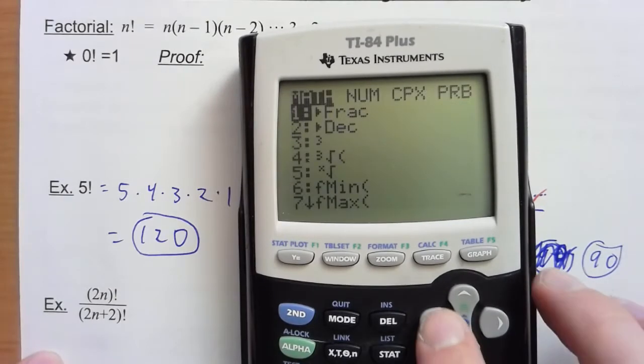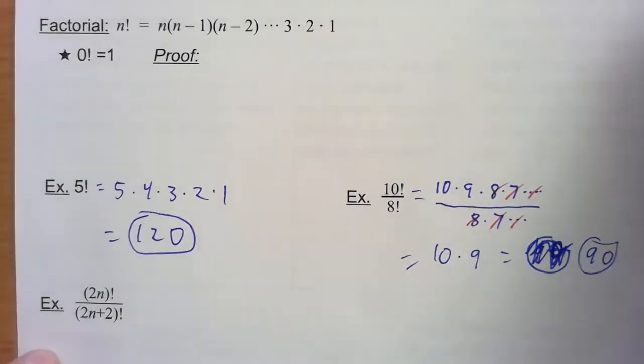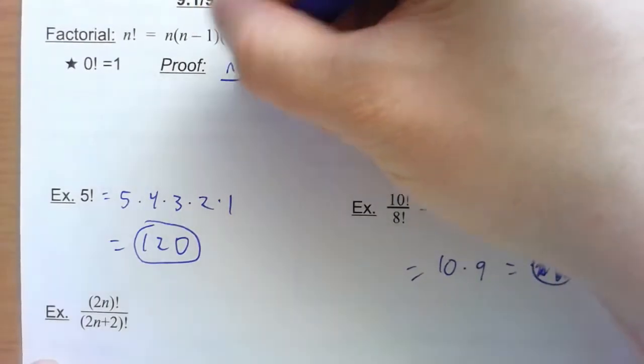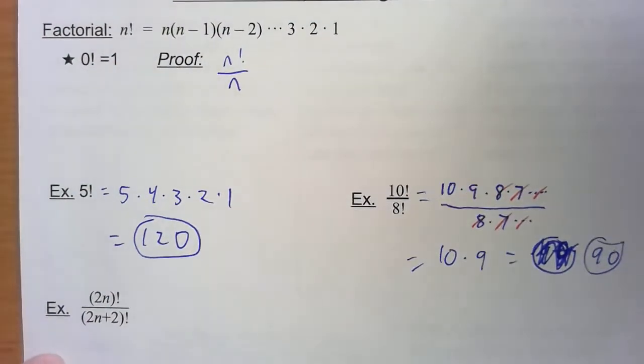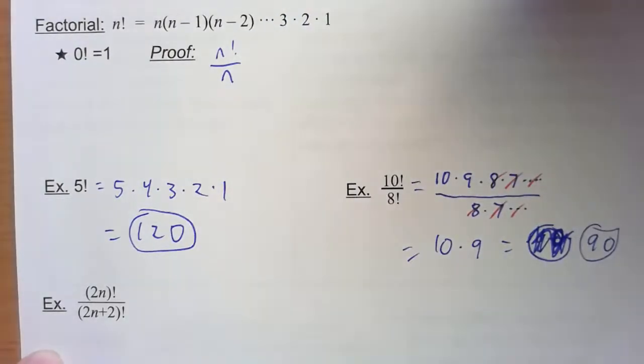If we do 0 and the left arrow and the fourth choice, 0 factorial is 1. Right? Let me go ahead and prove it to you, though. So what I'm going to do is look at n factorial over n. And then let's try to do this cancellation idea in factorial with a variable.